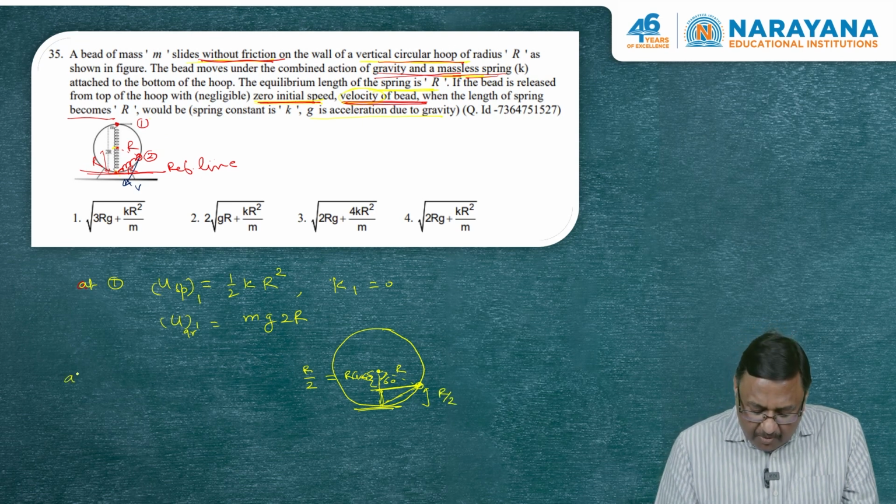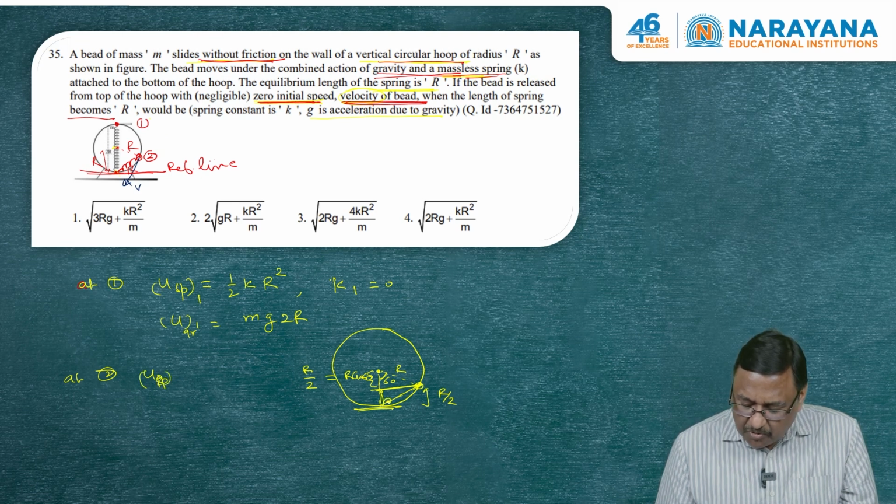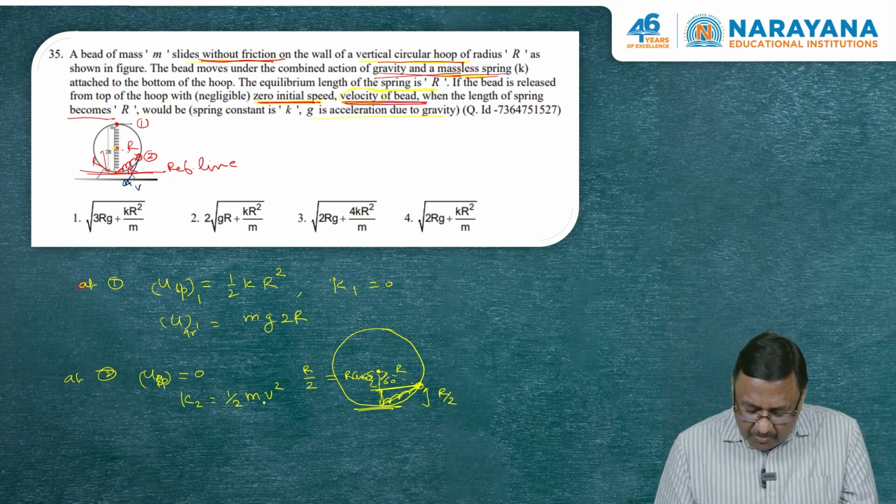So at position 2, what is my spring potential energy? As the question is saying, the spring has come to its natural length. That means there is no potential energy. But the kinetic energy is there. So kinetic energy at position 2, let me say the velocity is v, so I write half m into v square. The spring potential energy is 0. And the gravitational potential energy at position 2, easily you can say, is mg into r by 2.